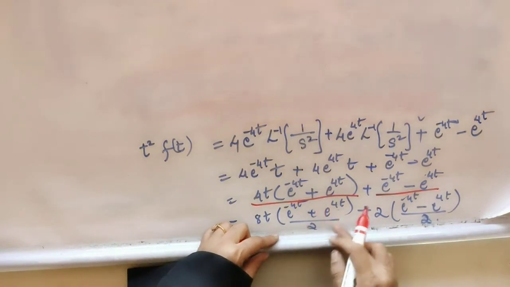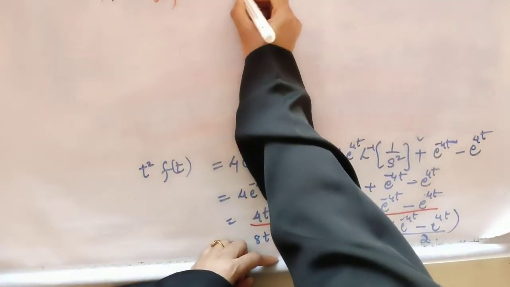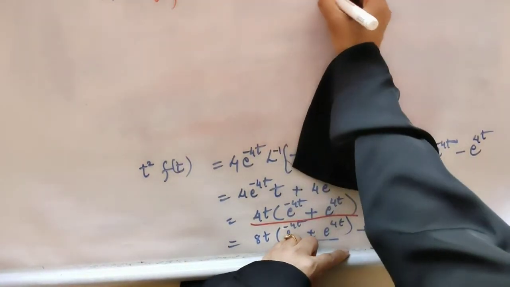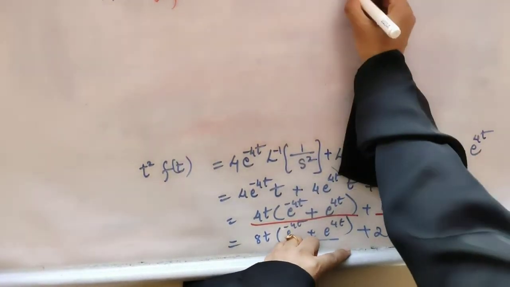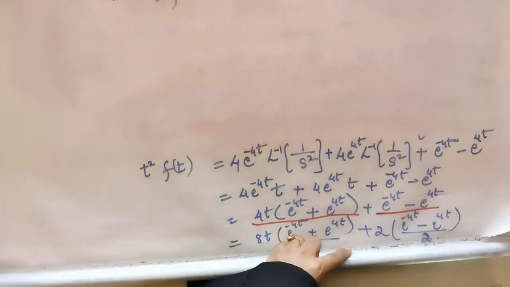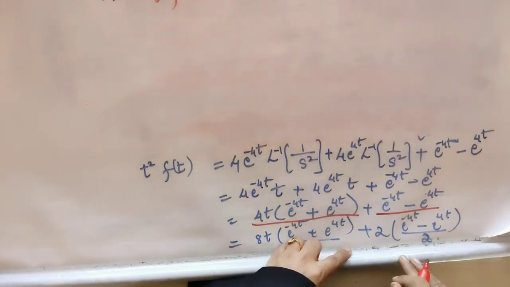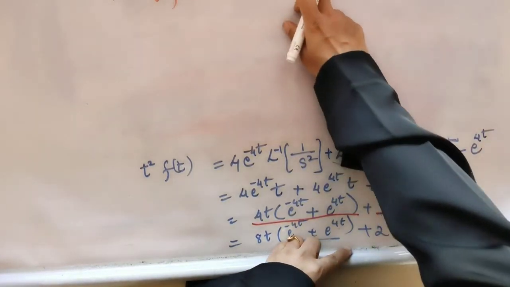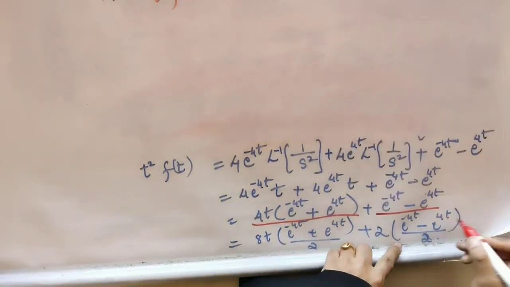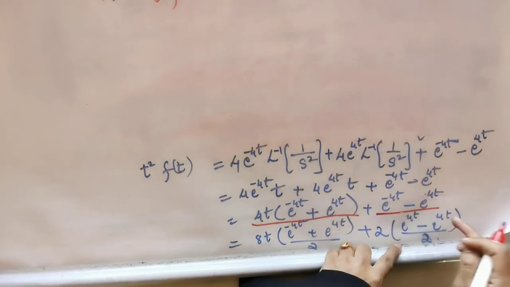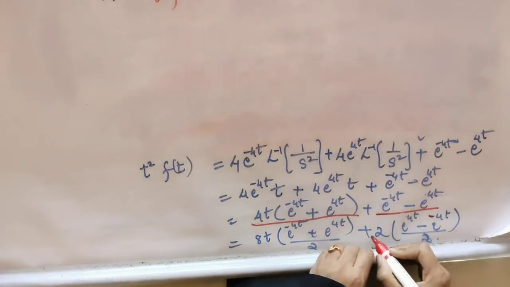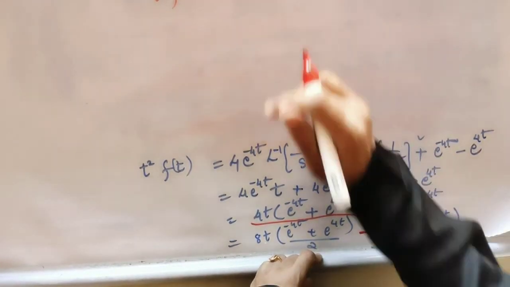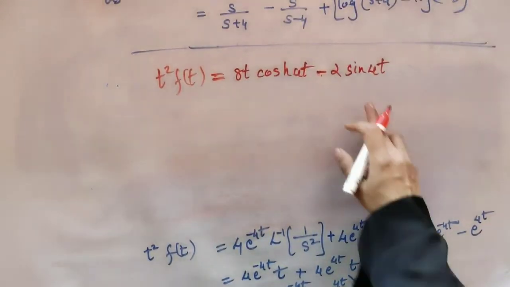So now this part is nothing but what? 8t into cos hyperbolic 4t, plus 2 as it is. What is this? This is sine hyperbolic 4t. But this is in reverse way. So what we will do? We will take minus sign outside. One minute. It should be e to power plus 4t minus this over here. So it becomes here minus. So here you should get minus sign. Please check it, all of you. Okay, it should be like this.